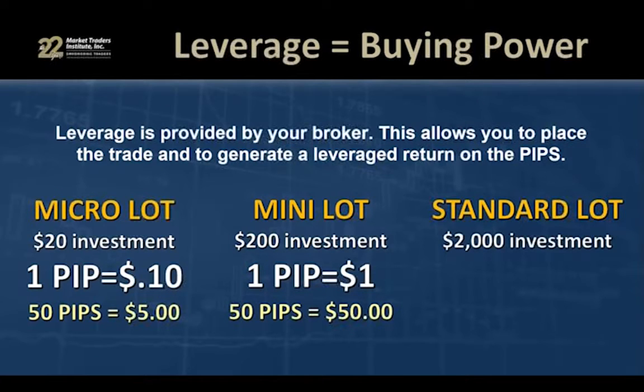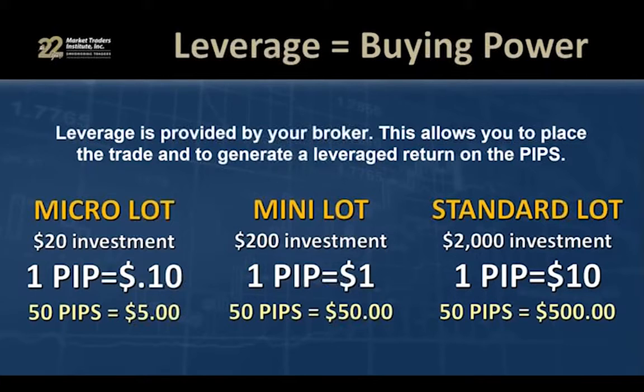A standard lot is about a $2,000 investment from your trading account. Each pip is now going to be worth $10. So in the case of a standard lot, if you capture 50 pips, you just generated about a $500 profit off of that. Now, for those of you wondering, we get asked this every single webinar, how much do you have to have in your trading account?